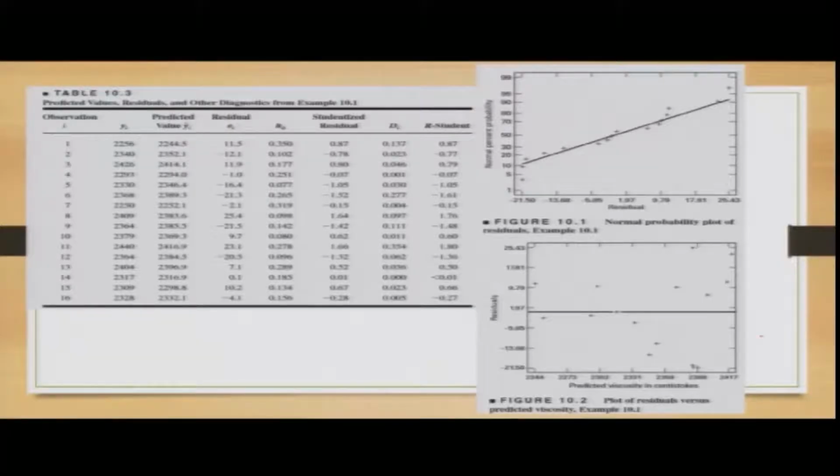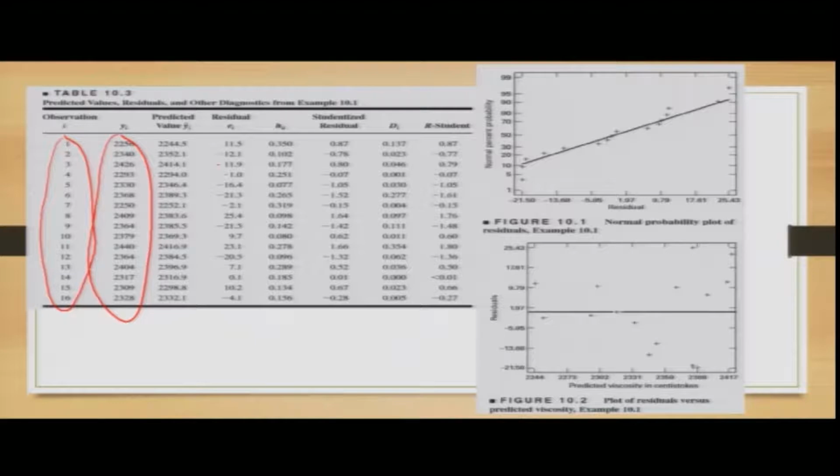Okay, my mistake, there were 16 readings. I just mentioned 20 values. So, observations are basically 16 in number. These are the y values which I have said. Basically, they start from 2256 to 2328.